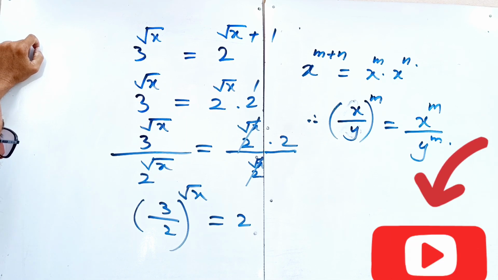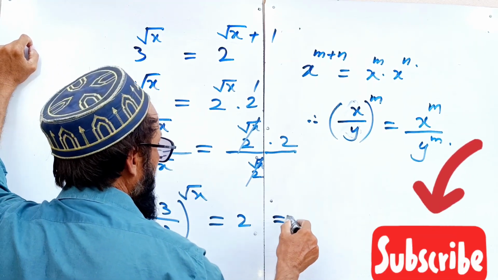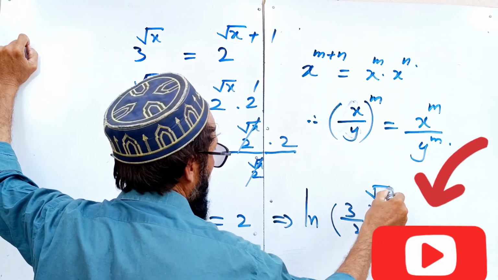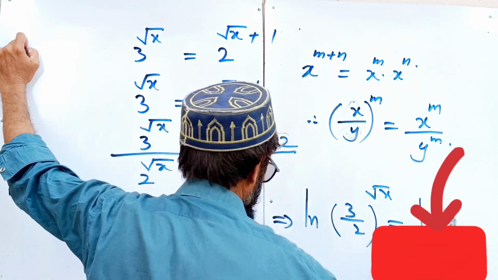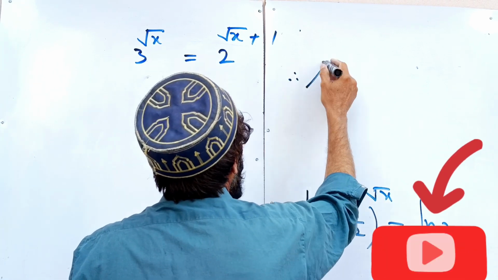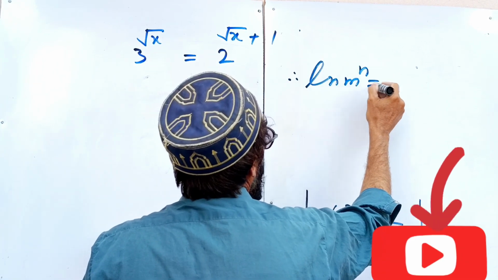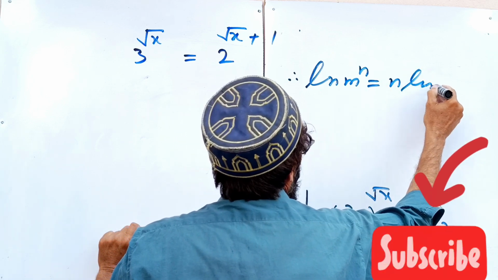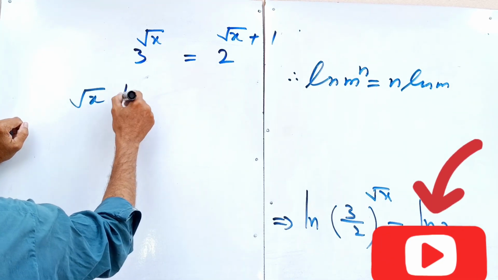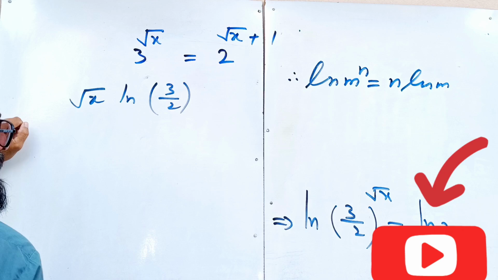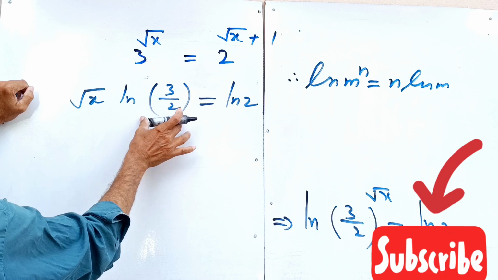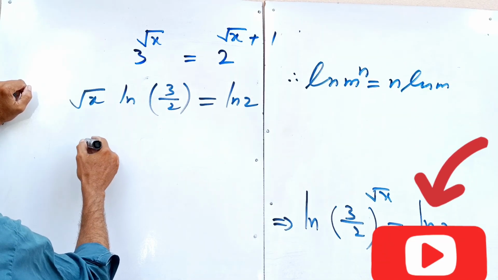Now taking the natural logarithm on both sides, 3 by 2 whole exponent of square root of x is equal to log of 2. According to the logarithm rule, log of m exponent of n is n times log of m. Applying these rules, square root of x times log of 3 over 2 is equal to log of 2. Now dividing both sides by this term, log of 3 over 2.